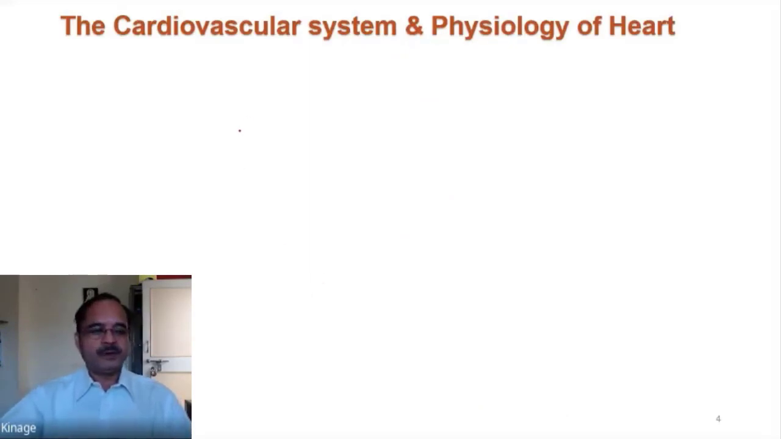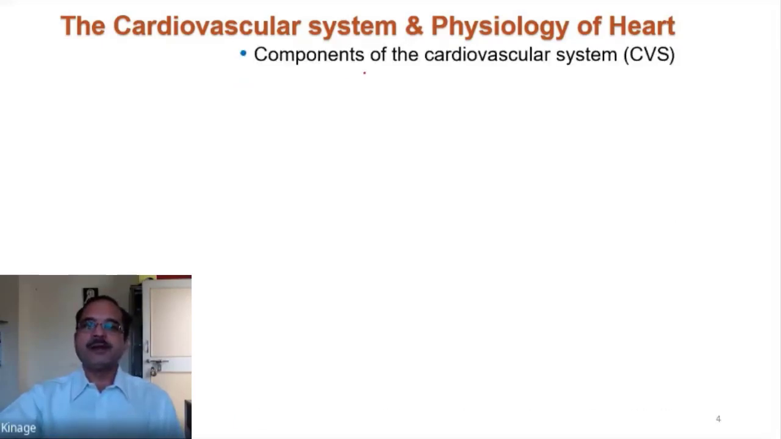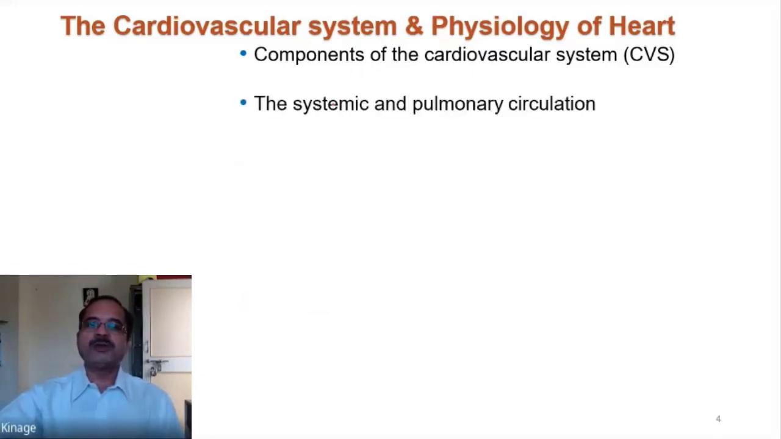Now in this lecture, we'll study in somewhat details the functioning of our cardiovascular system, and in the next lecture we'll study about the electrical activity of that. Okay, so cardiovascular system and physiology of the heart. So what we are going to study is the components of the cardiovascular system. The functioning of cardiovascular system, it is divided into two parts: systemic circulation and pulmonary circulation. So that is the circulation of the pure blood and the impure blood.